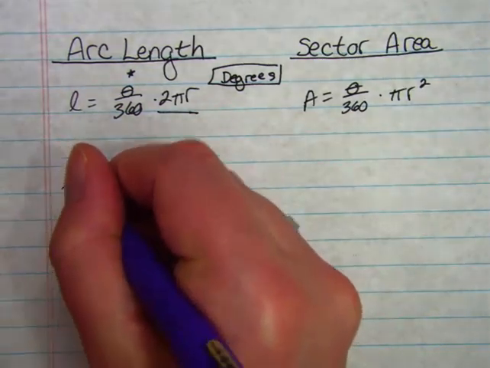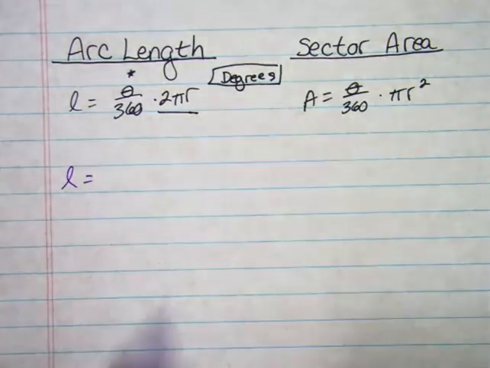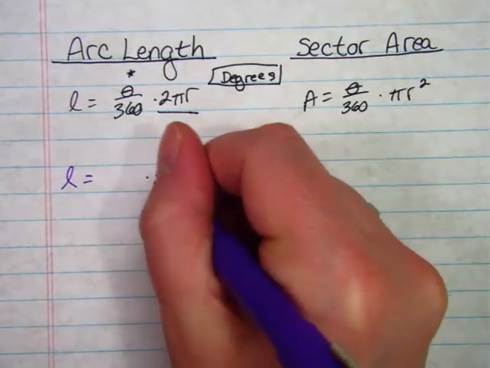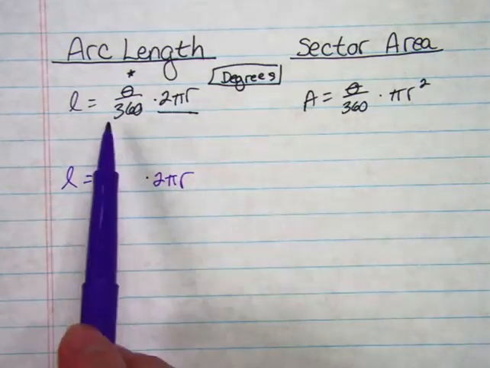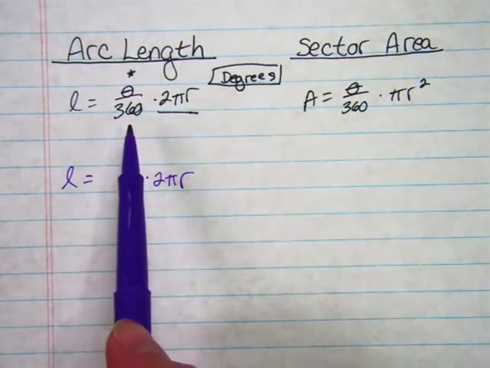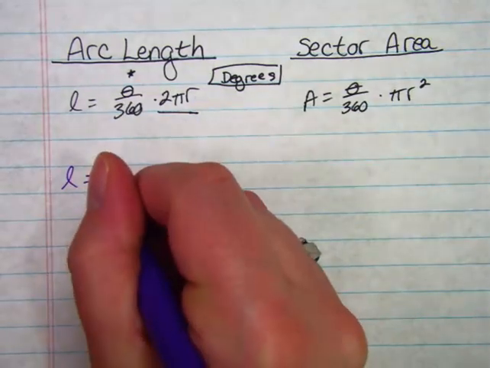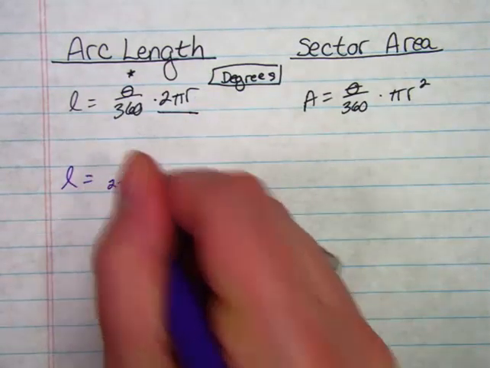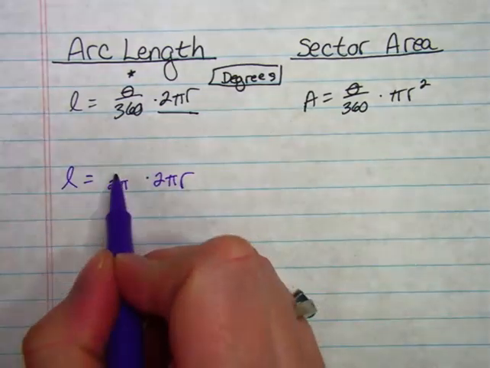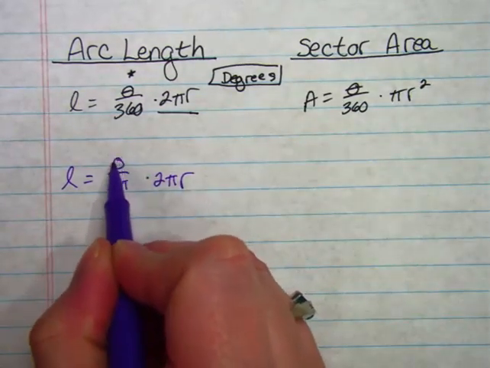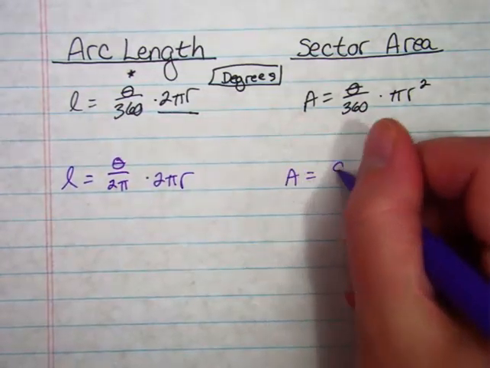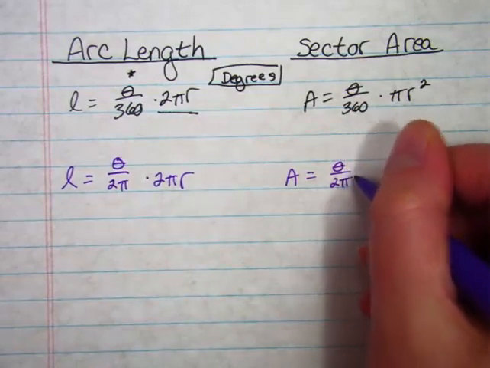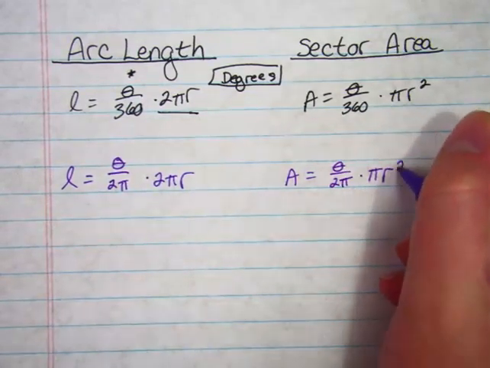So now, length equals something times 2 pi r. This time, instead of it being 360 degrees, because it's a circle, in radian measurements, a whole circle is 2 pi. So it's going to be theta over 2 pi. Area, same type of scenario, theta over 2 pi times that pi r squared.